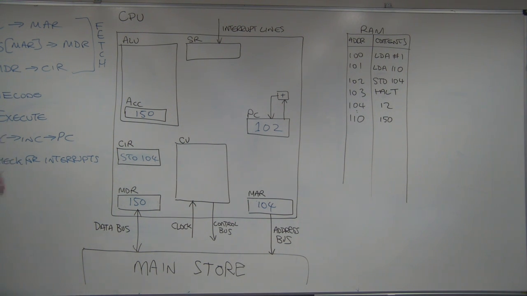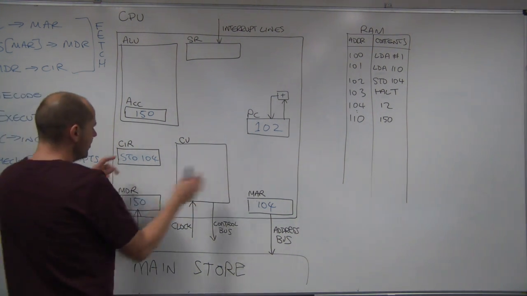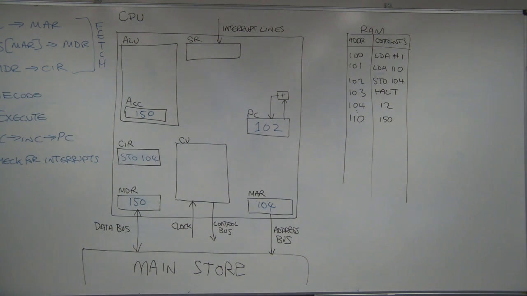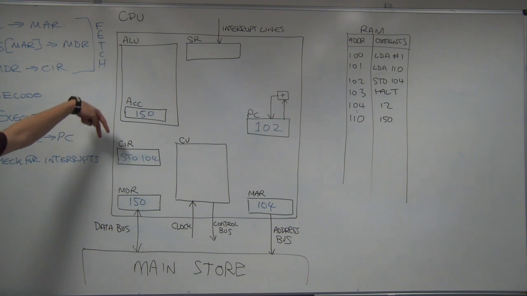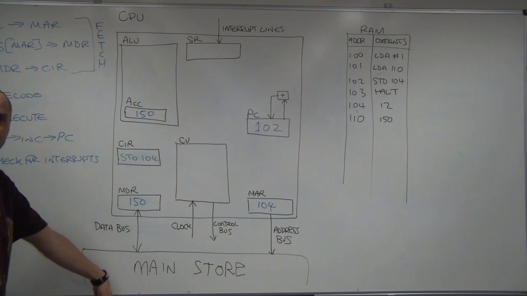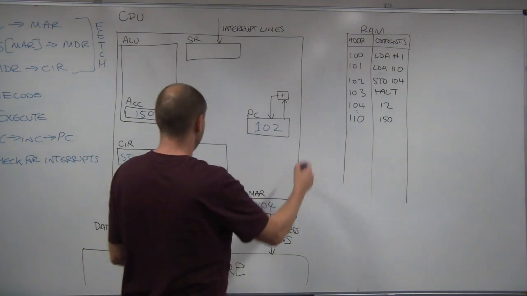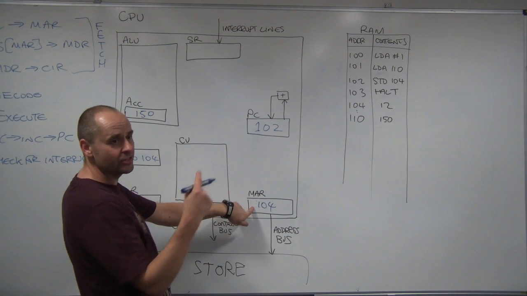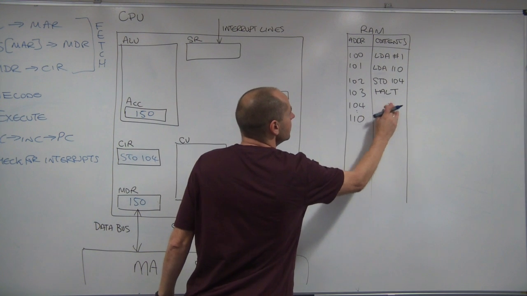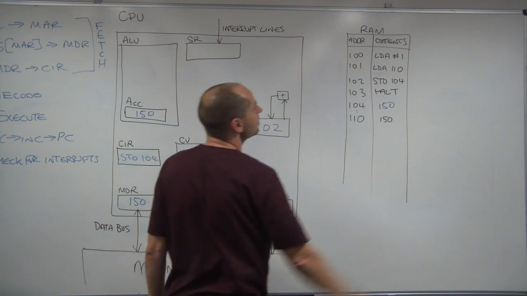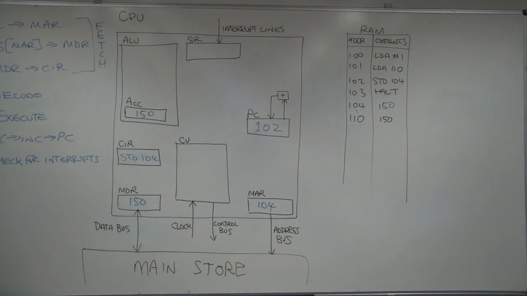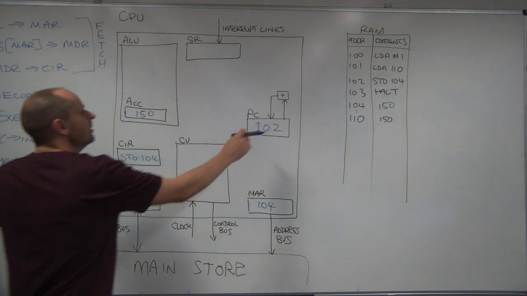So we've done the decode. We've got everything in place. We can now execute this instruction. So this time, if we're going to store a value, we are sending data down the data bus into RAM. So the 150 travels across the data bus and it ends up at this location because that's been selected. So that gets overwritten with 150. Right, so we've done execute. We then do the increment.